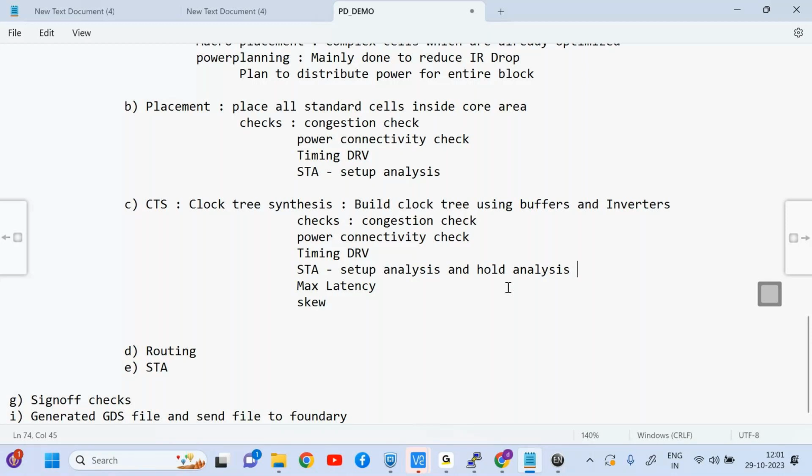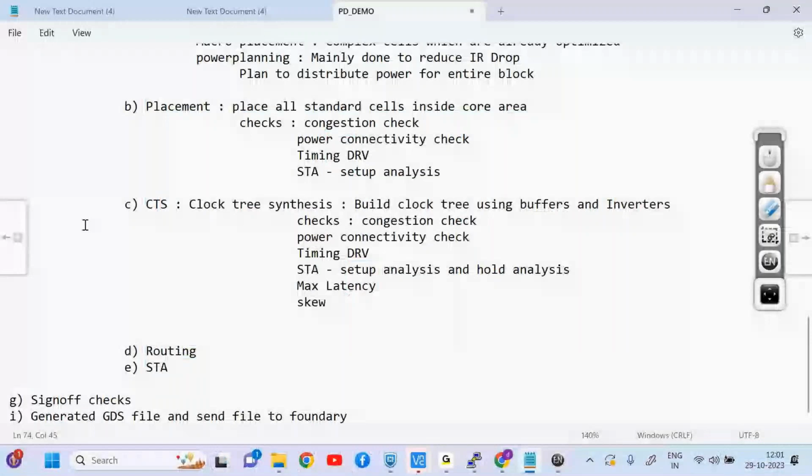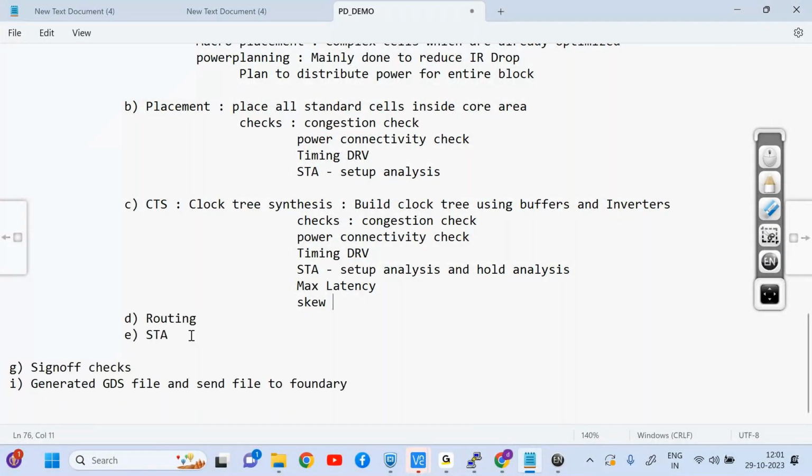Skew means a difference in time reaching the flip-flops. See, for the first flip-flop, the clock is reaching after 1 nanosecond. For this flip-flop, the clock is reaching after 4 nanoseconds. What is the difference in time? 4 minus 1, it is 3 nanoseconds. That is called skew. So the difference in time of the clock reaching the two flip-flops is called skew. So my CTS tool should build the clock tree with less skew and less latency.